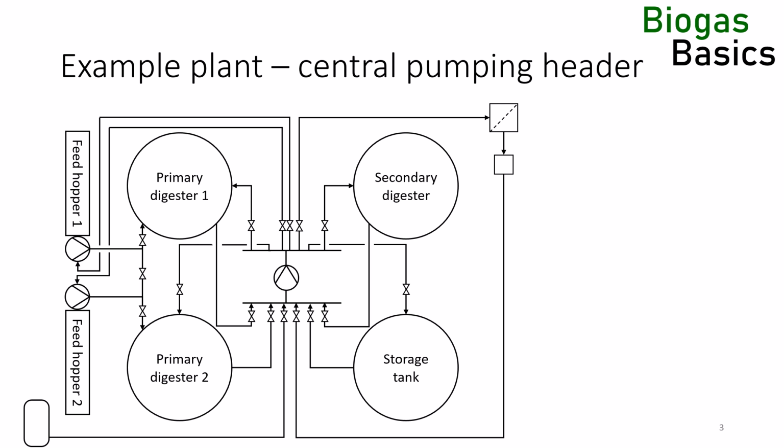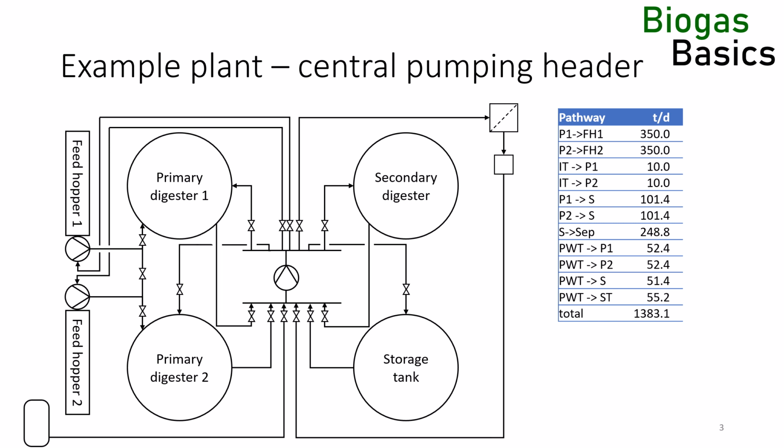The table shows all flows that go through the central pumping header. In total, 1,383 tons per day will flow through the header system and pump. The pump should not run longer than 16 hours per day. The pump will see some downtime, and it will take a couple of seconds for valves to open and close every time a pumping routine is stopped and another starts.